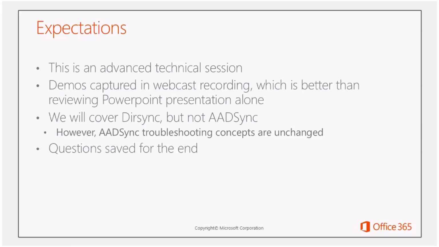So the agenda is quite straightforward. We're going to talk about some of the common issues that we're seeing in the support queues with DirSync, some of the common troubleshooting tools to resolve some of the supportability issues, and finally we're going to go through some resource links and then questions at the very end.